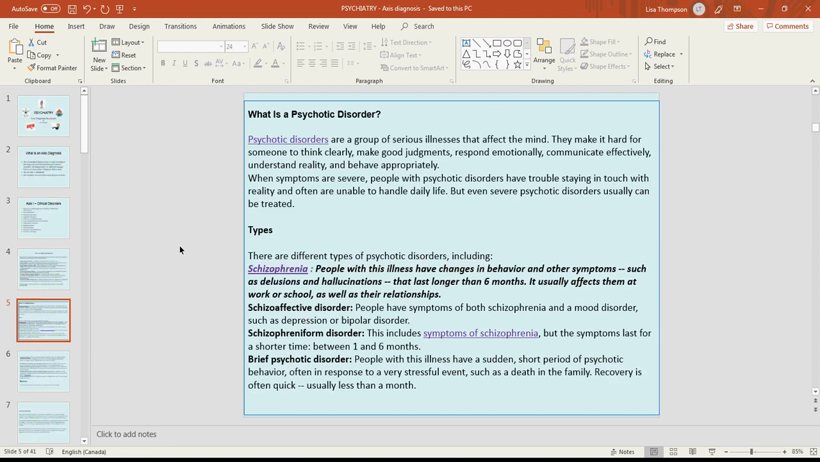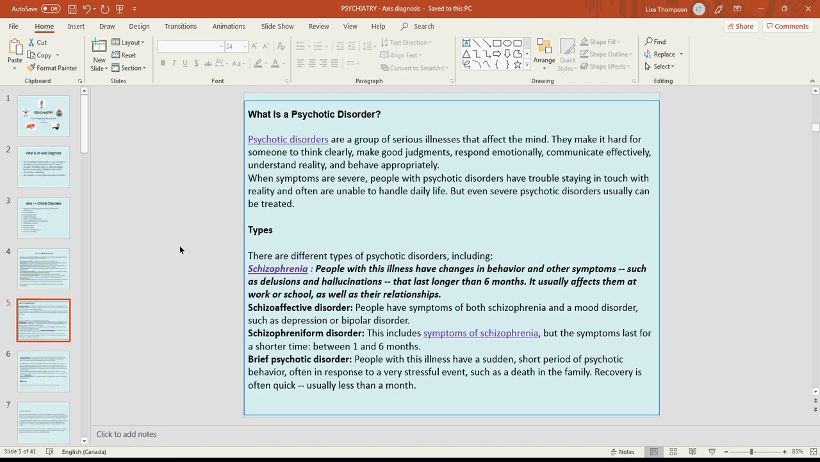What is a psychotic disorder? Psychotic disorders are a group of serious illnesses that affect the mind. They make it hard for someone to think clearly, make good judgments, respond emotionally, communicate effectively, understand reality, and behave appropriately. When symptoms are severe, people with psychotic disorders have trouble staying in touch with reality and often are unable to handle daily life. But even severe psychotic disorders usually can be treated.